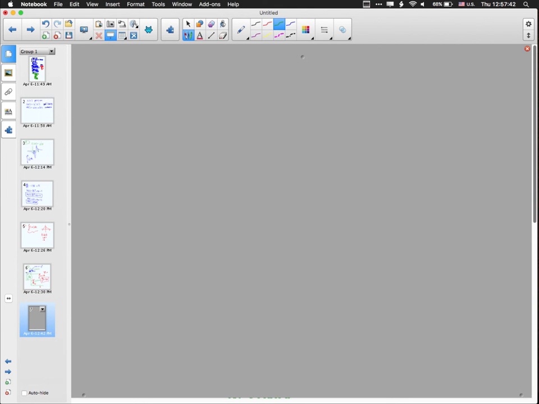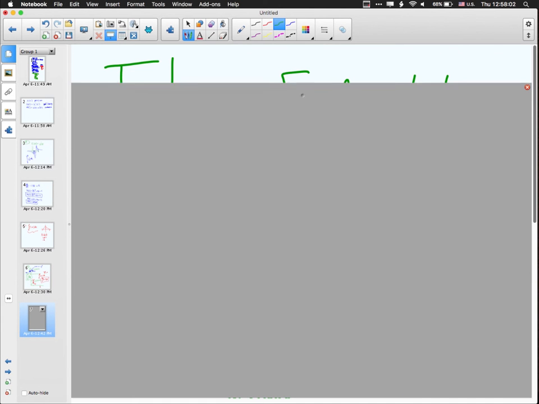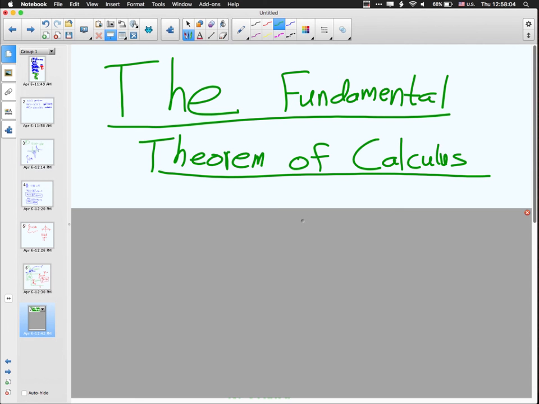Just so we have a foretaste of what we will be doing over the next month or so, we have what we call affectionately the fundamental theorem of calculus.